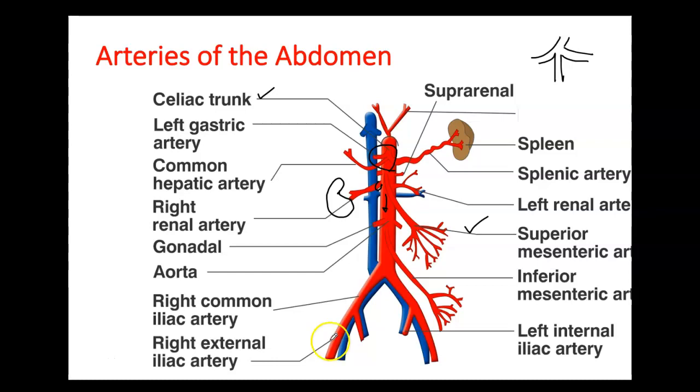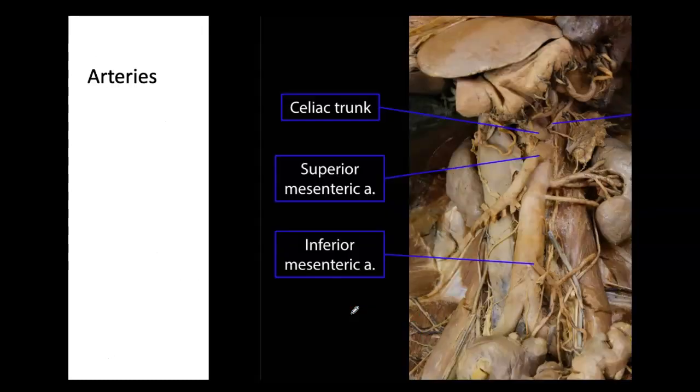And the femoral artery is not on here, so that's the last one in your list. In the lower limb, we'll see that on the next slide. Okay. In the cadaver, how does that look? So here you go. The celiac trunk. So you're seeing the branches there.